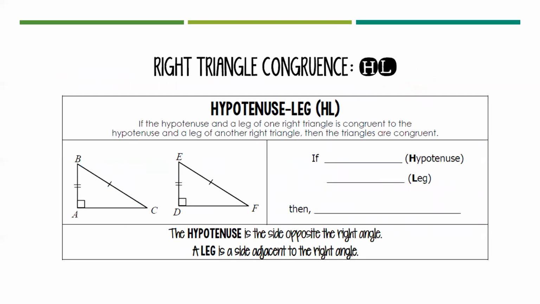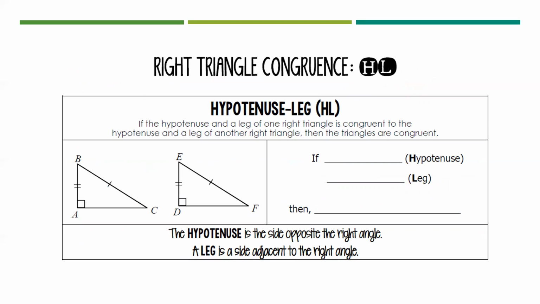Okay. There's one more shortcut, and this shortcut we call HL. H stands for hypotenuse and L stands for leg. There's only one kind of triangle that has a hypotenuse, and that is a right triangle. So if you are going to use hypotenuse leg, you must have a right triangle in your picture.